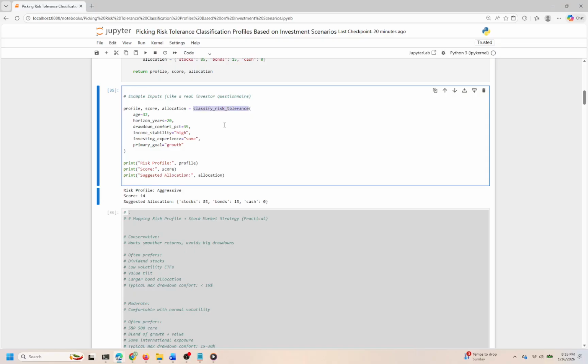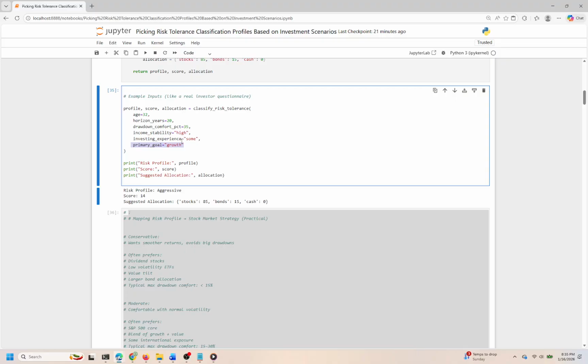For instance, we have the age set at 32, indicating a relatively youthful investor, likely with a long-term horizon. This investor's time frame is defined as 20 years, which suggests a willingness to withstand market fluctuations in pursuit of growth. We also note their comfort with drawdowns, set at 35%, revealing an acceptable level of loss before they might feel uneasy. The inputs include a high income stability, which typically suggests less defensive positioning, and some level of investing experience that implies they've dealt with market dynamics before. Their primary goal, stated as growth, clearly skews their strategy towards more aggressive investments.